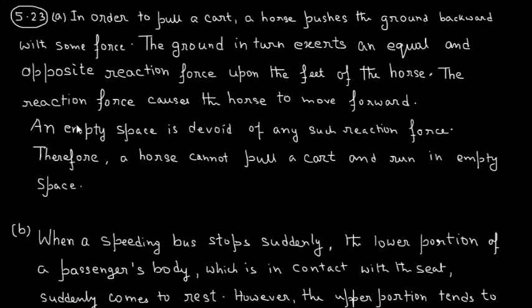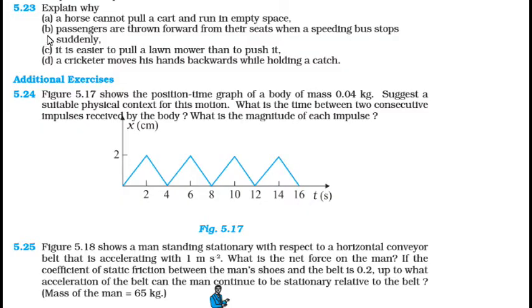So, let us see the next part of the question. Next question is 5.23 B. Passengers are thrown forward from their seats when a speeding bus stops suddenly.